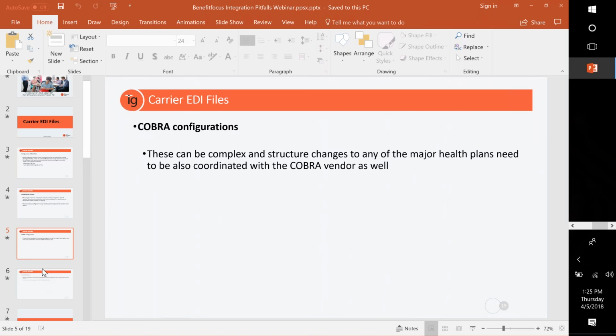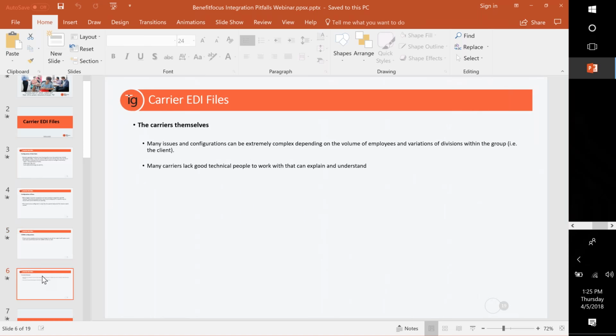All right, so moving on, and I kind of alluded to this earlier. Another big problem that almost every single client has is that carriers are not very good. And the problem here is that Benefit Focus is truly the expert in this field, having built this industry pretty much and building carrier EDI files. But the problem is that the carriers haven't caught up.